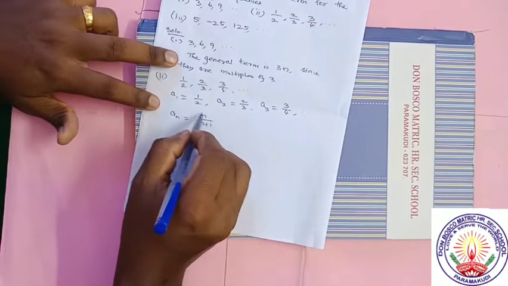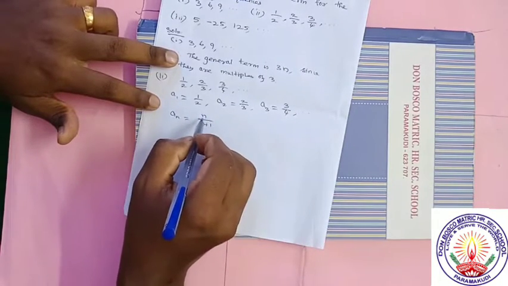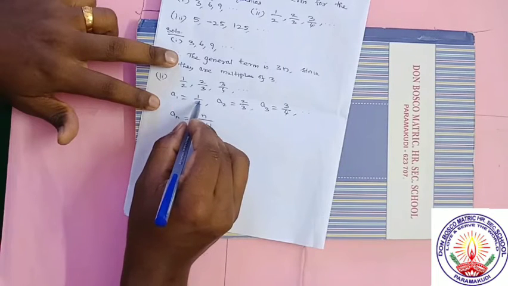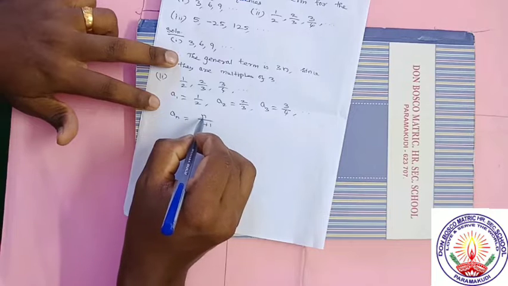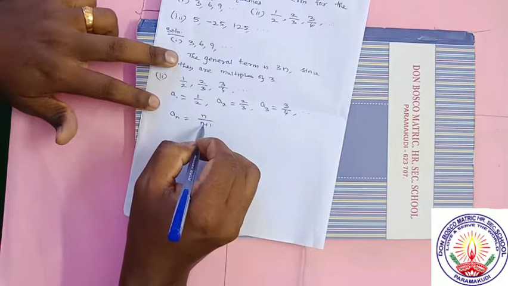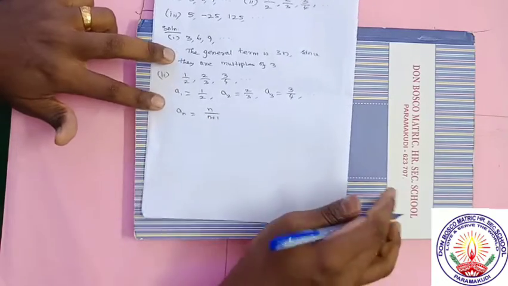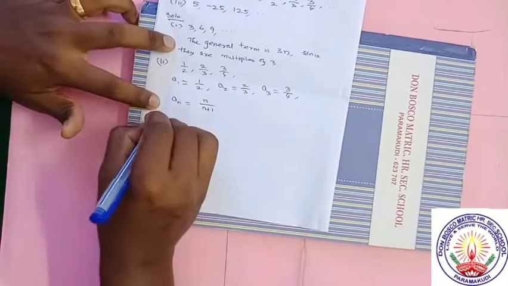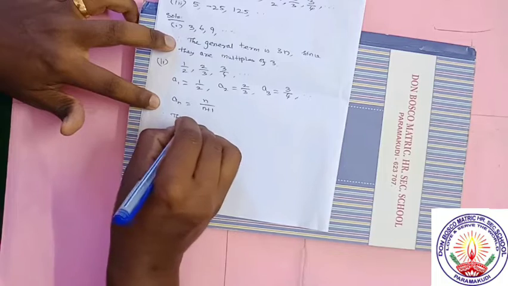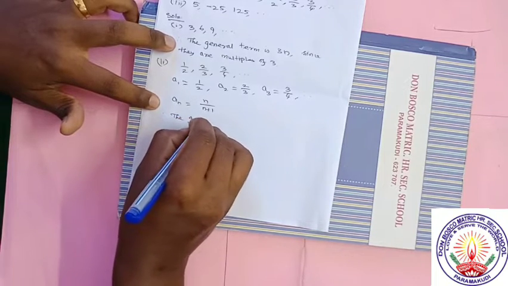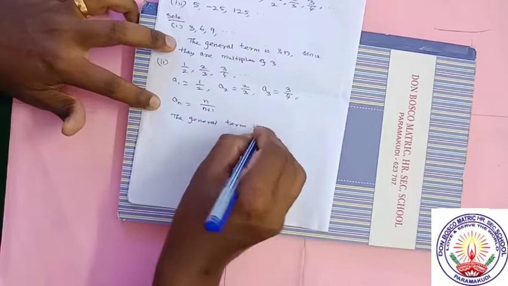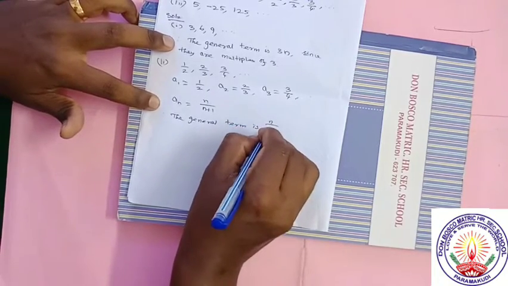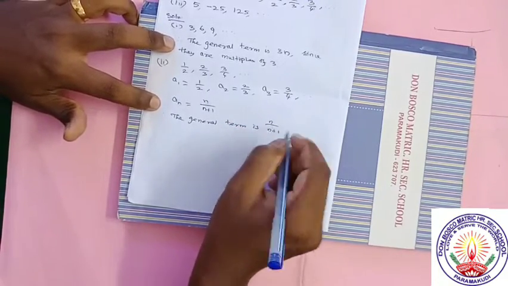So the numerators are equal to n. The denominator is 1 more than the numerator. So if it is n, the numerator will be n, and the denominator will be 1 more. So 1 more means n plus 1. Therefore the general term is n by n plus 1, that is, n divided by n plus 1.